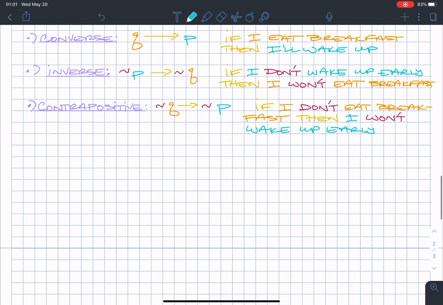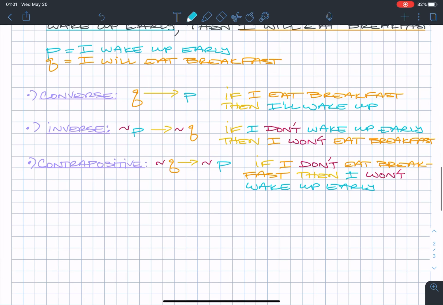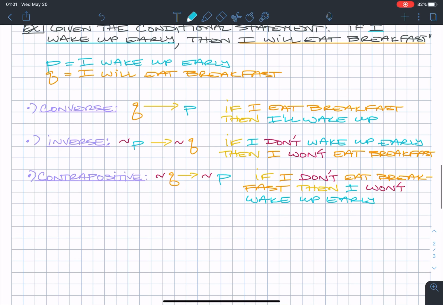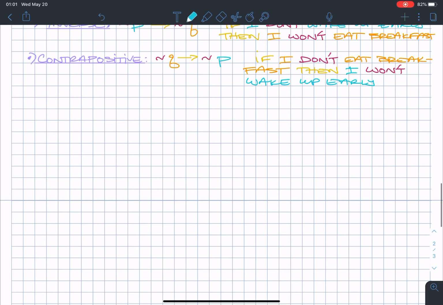Okay, so just ponder that for a moment. So if I don't eat breakfast, then I won't wake up early. What was the conditional statement? If I wake up early, then I will eat breakfast. Sounds like there's raccoons in my garage, because there probably are.